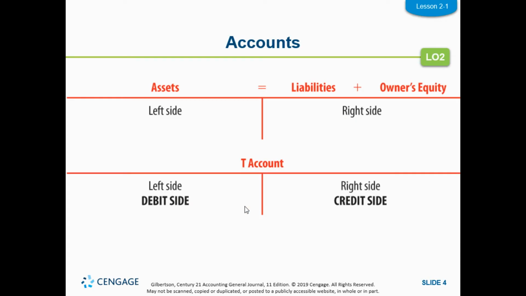There you go. So on a T account, here's assets equals liabilities plus owner's equity, left side, right side. On a T account, the left side is the debit side, the right side is the credit side. So we're just using the T to divide one from the other. We're going to put the label of our account up on top, and then we're going to put transactions in there. I love T accounts because they've bailed me out many times.